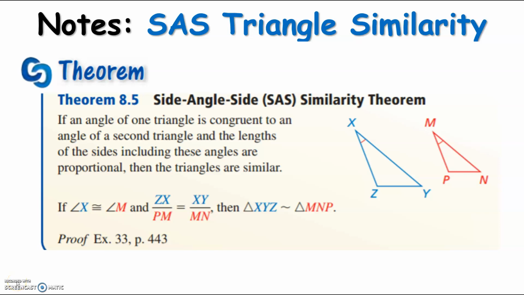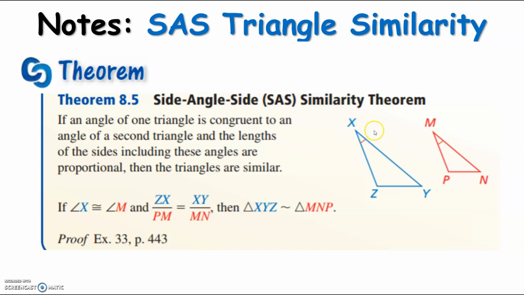All right, the focus of this video lesson is side-angle-side triangle similarity. And our theorem is Theorem 8.5, the SAS Similarity Theorem. It says this: if an angle of one triangle is congruent to an angle of a second triangle, and the lengths of the sides including these angles are proportional, then the triangles are similar.